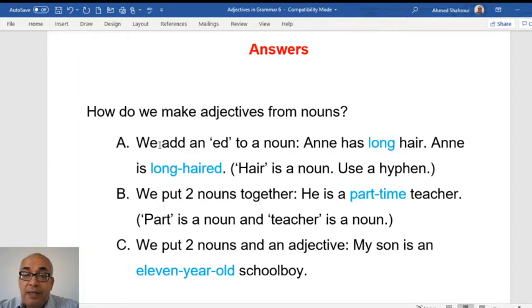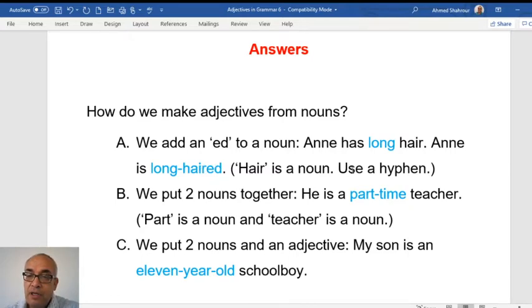We add an ed to a noun. So Anne has long hair. Long is an adjective which describes hair. Hair is the name of something. So if I put ed to the noun hair, so hair is a noun, I put ed to it and then I can make an adjective. So I say Anne is long-haired. So I put ed to the noun hair.